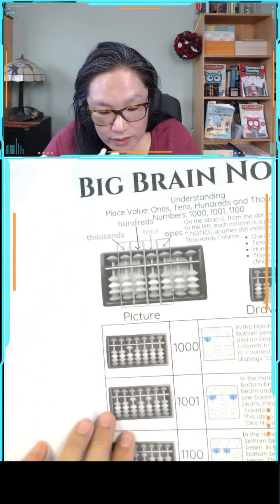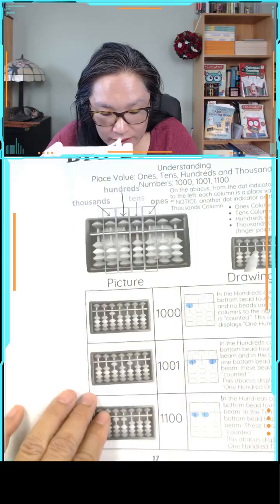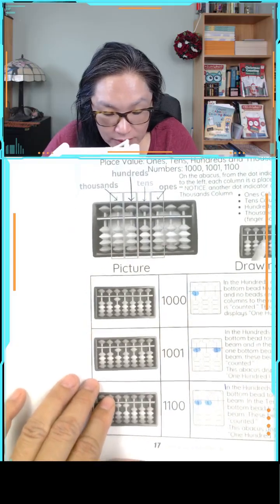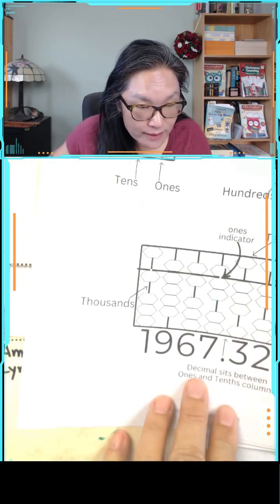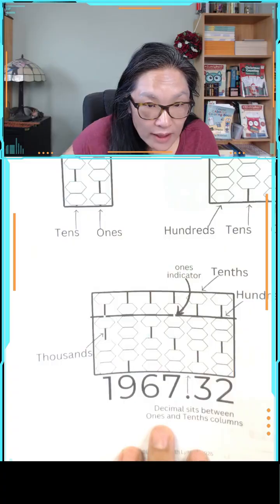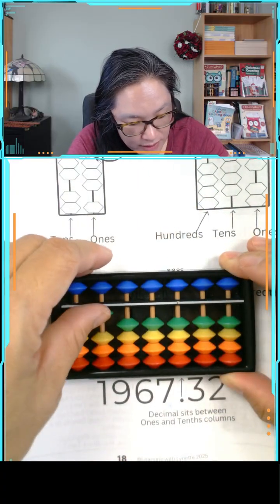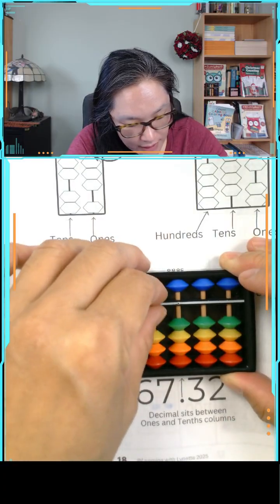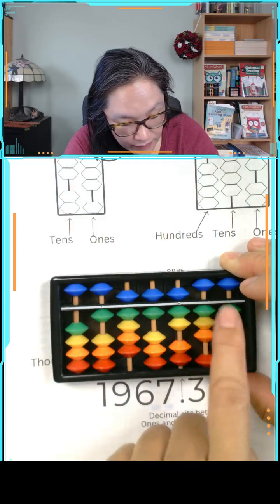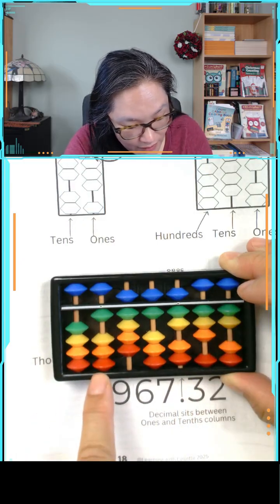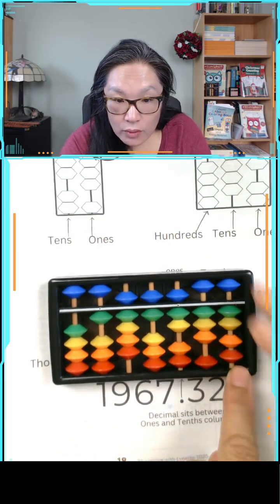So what I'm doing is just giving you a flip through of what the book is. You have the Big Brain Notes. The Big Brain Notes, again, talk about the 4-digit numbers. And this time, we talk about 4 digits. We have our place values: our thousands, our hundreds, our tens, and our ones. Our decimal sits here, and then we have a 3, and then we have a 2. So the number is 1,976.32.